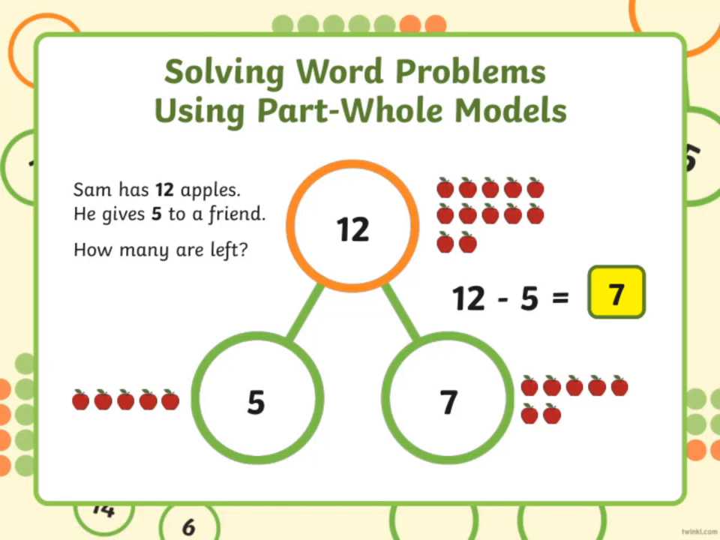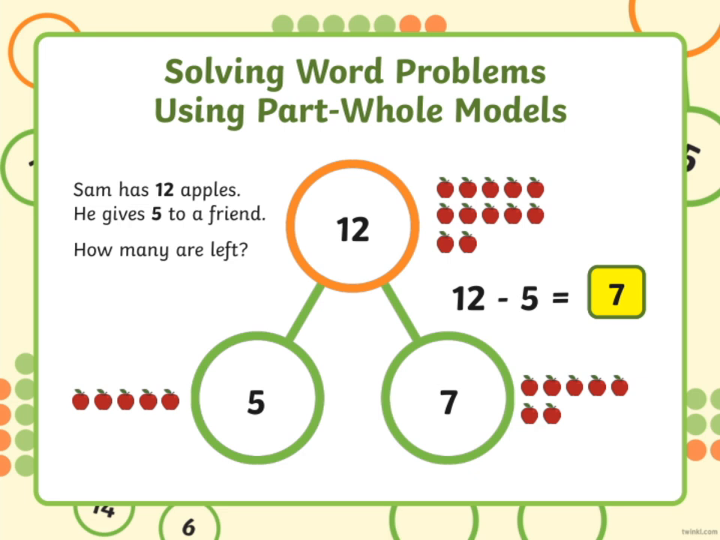Let's look at this problem. Sam has 12 apples. He gives 5 to a friend. So how many apples does he have left? When solving word problems like this, using part-whole models can really help us understand what's happening. We start with the total, which is 12 apples, and then we subtract the part that was given away, which is 5. The question is, what remains?